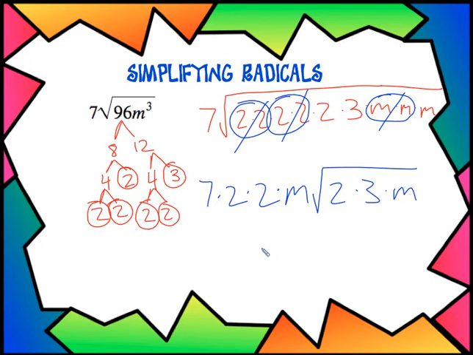So we end up with 28m on the outside once you multiply those together. Then 2 times 3 is 6. You get 6m on the inside.